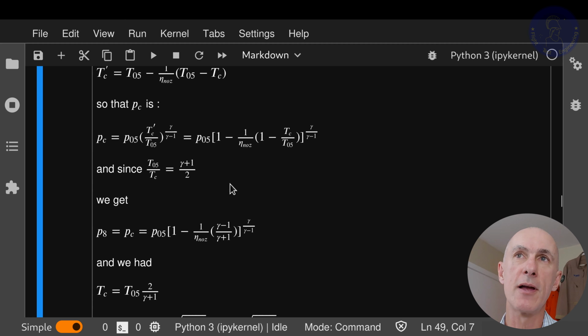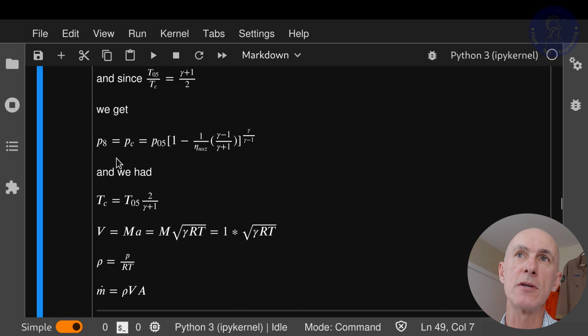We can go even further and eliminate the Tc over T05 because we have this relationship, and we get P8, which is equal to Pc, as P05 times 1 minus 1 over eta nozzle times gamma minus 1 over gamma plus 1 to gamma over gamma minus 1. Phew! We now have a way to calculate the critical pressure and critical temperature from the pressure, temperature, and fluid properties P05, T05, and gamma from the gas coming out of the turbine.